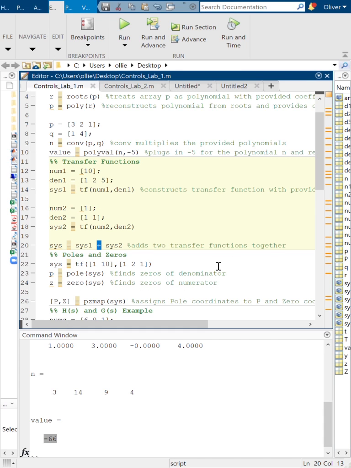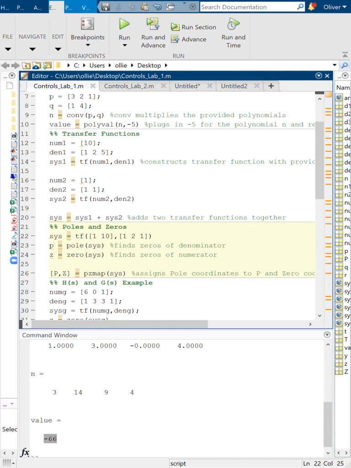So let's talk about poles and zeros. As a refresher, poles are the roots of the denominator of a transfer function. In other words, they are the values for s that make the function blow up to infinity. And zeros are the roots of the numerator of the transfer function, and they're the values of s that make the function equal to 0.